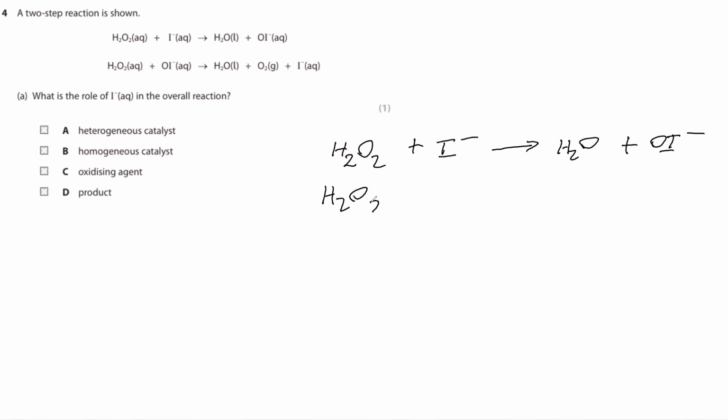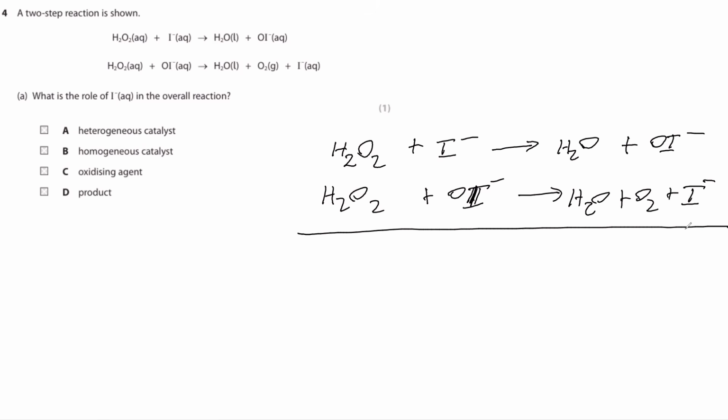Second step is H2O2 reacts with OI minus, gives you H2O plus O2 plus I minus. If you want to get the overall reaction, first you have to add these two reactions together. So I'll add them, H2O2 plus H2O2. It becomes 2H2O2.